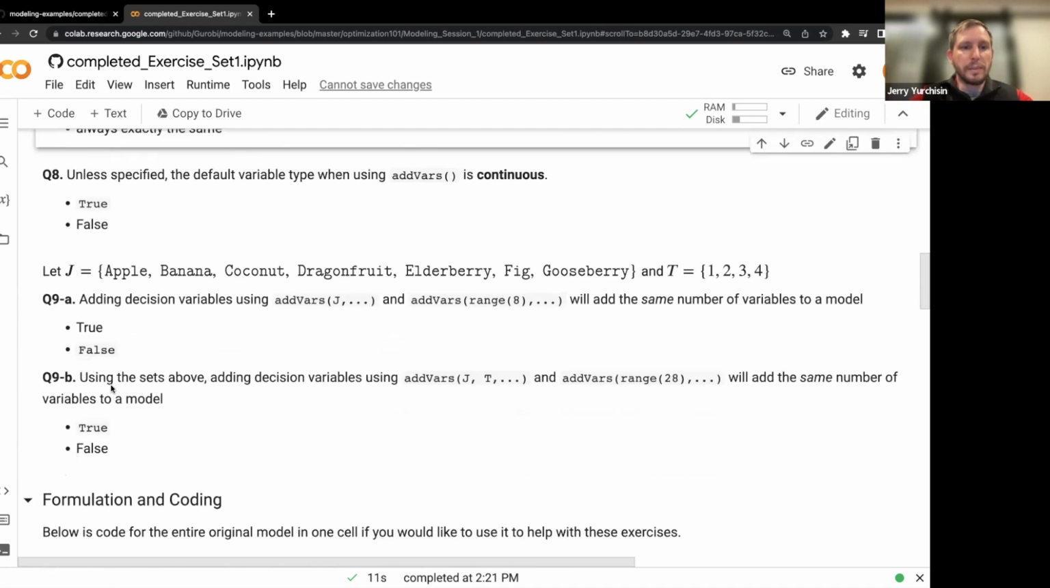Question 8, unless specified, the default variable type using addVars is continuous. That is true.